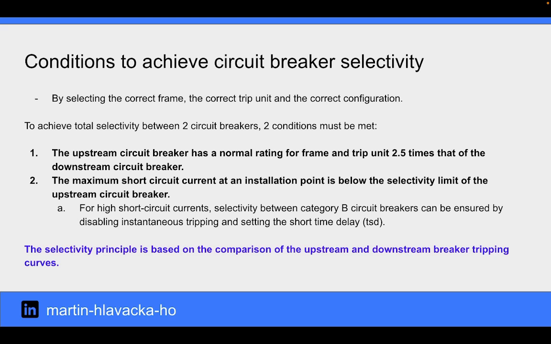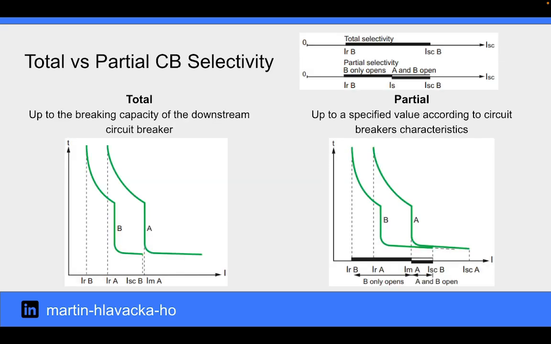For high short circuit currents, selectivity between category B circuit breakers can be ensured by disabling instantaneous tripping and setting the short time delay. The selectivity principle is based on the comparison of the upstream and downstream breaker tripping curves. The selectivity between two circuit breakers can be total, which is up to the breaking capacity of the downstream circuit breaker, or partial, which is up to a specified value according to circuit breaker characteristics.